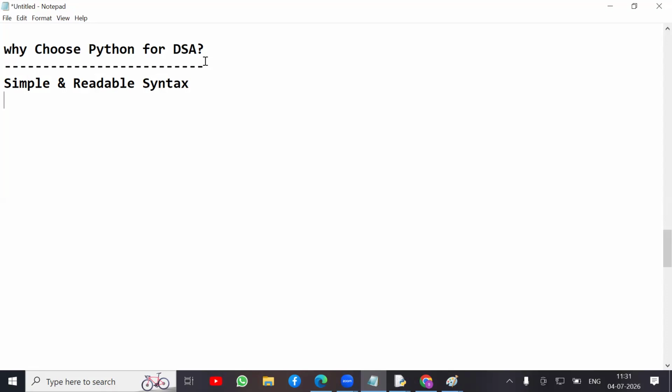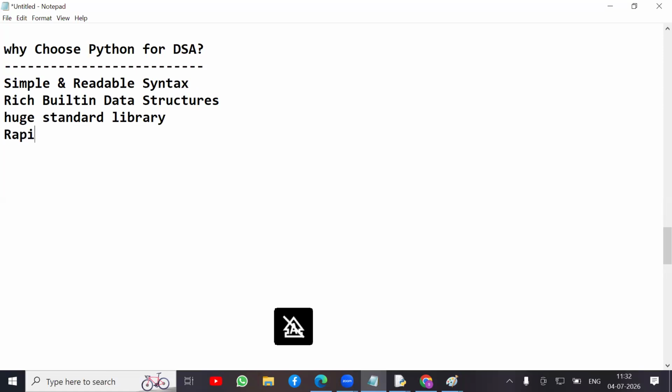Rich built-in data structures. Use the standard library. Rapid development.